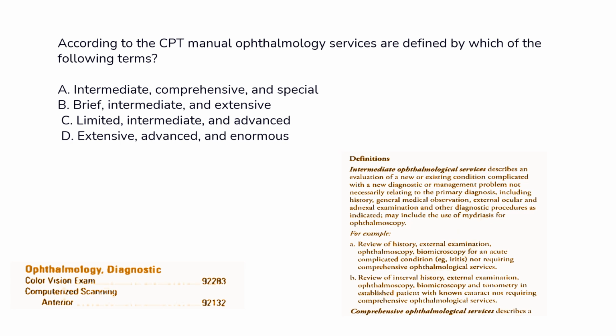According to the CPT manual, ophthalmology services are defined by which of the following terms? Whenever you get a question like this, your drill should be to go to ophthalmology in the index and find the codes, which start at 92002. If you go to this first code, above it the services are written, and according to that you have intermediate, comprehensive, and special services. So answer A is the correct answer.